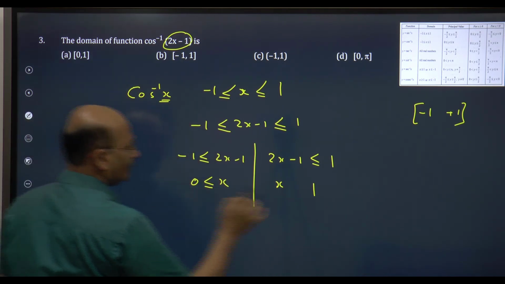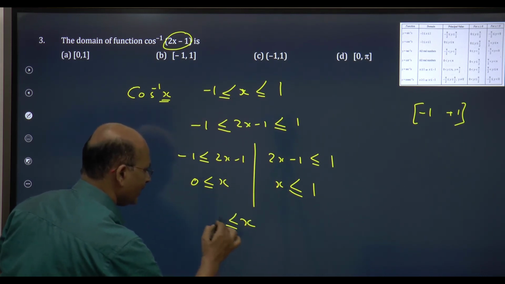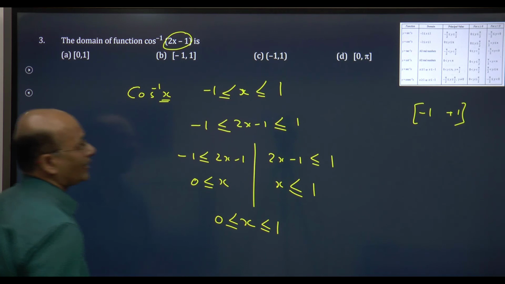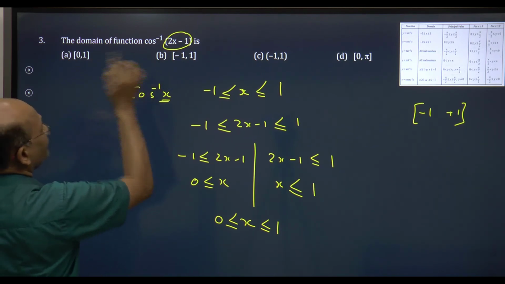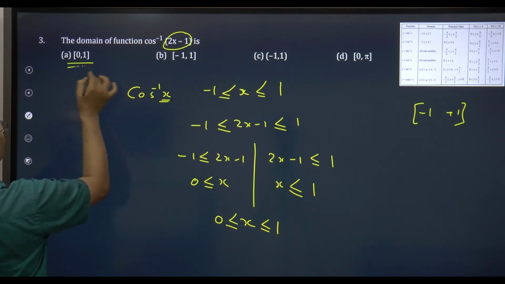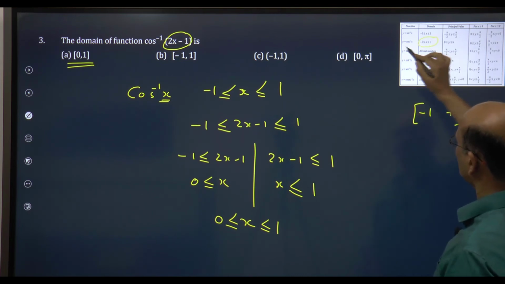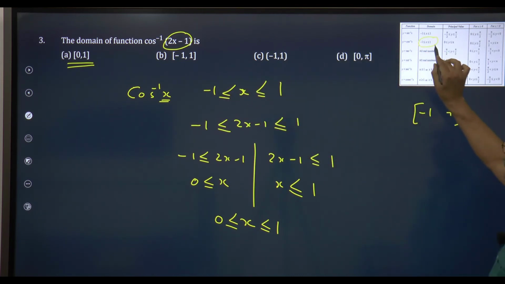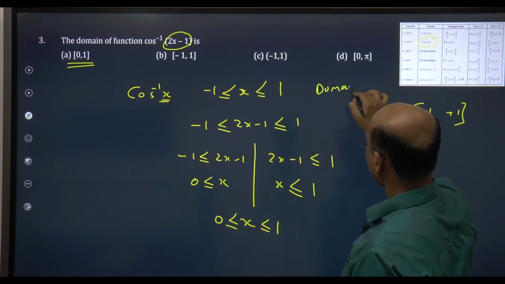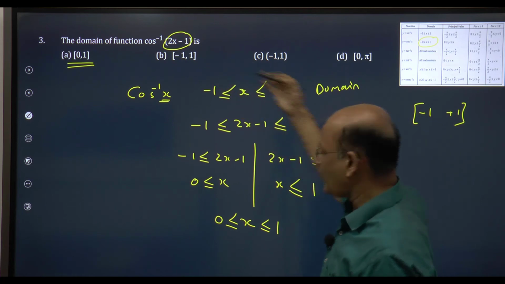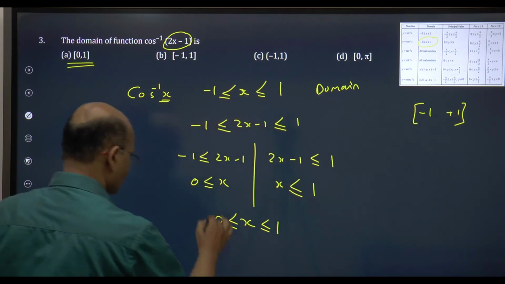A simple way of working; I am talking about the domain. If I combine both, x is greater than or equal to 0 and less than or equal to 1. Can you tell me which is the answer option? The domain means the x value has to be this. In general, cos inverse x has this domain, but here x is replaced by 2x minus 1. Just place it over here and solve it. That is the pattern we follow for the solution. So this is the solution.